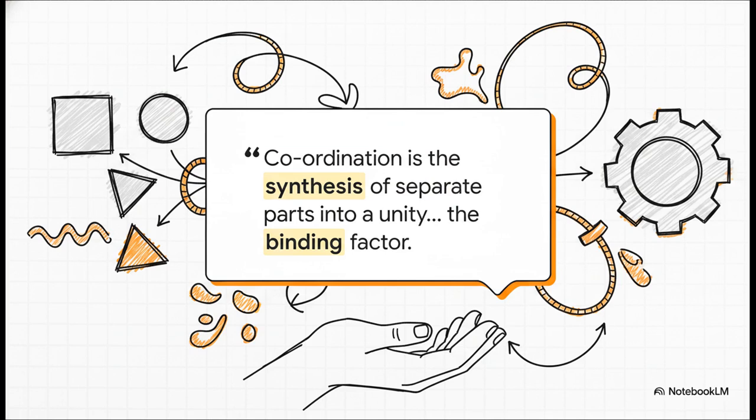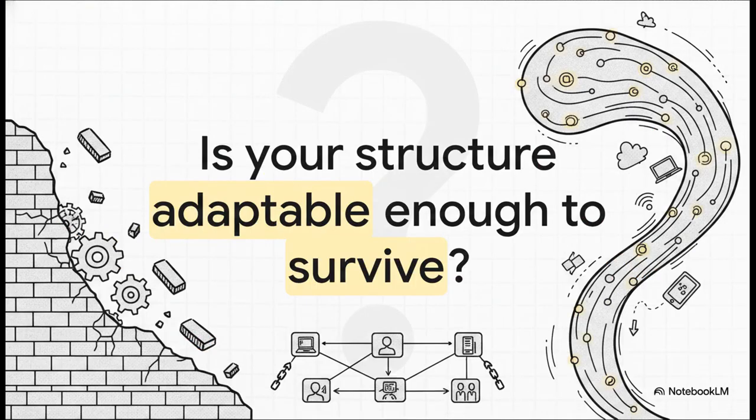Ultimately, all of this structure relies on one vital concept: coordination. It's the synthesis of separate parts into a unity. Without management actively coordinating and developing harmony, individual departments will just become isolated silos, completely losing sight of the organization's primary goals.